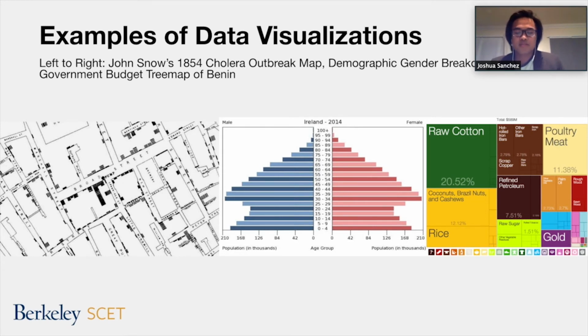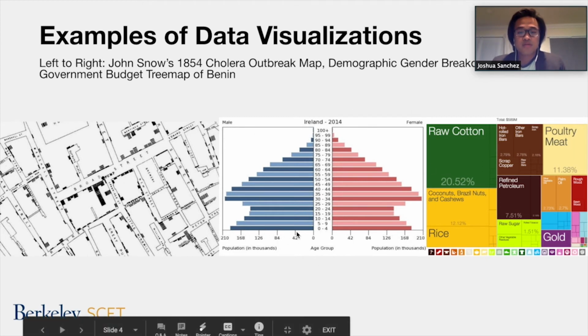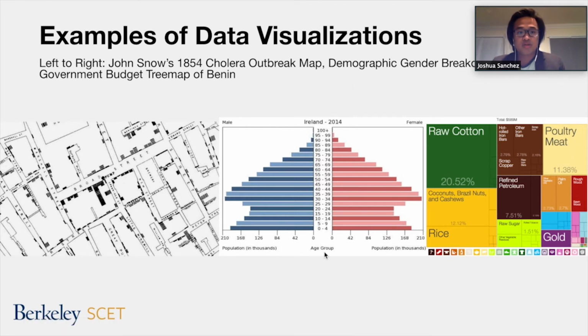To your left, it's a map of the cholera outbreak. You see the black areas here are areas of cholera. Over here is the gender breakdown of Ireland. You can see that it's a bar graph. Here's the male and here's the female graph over here. You can see by the axes the information there as well.